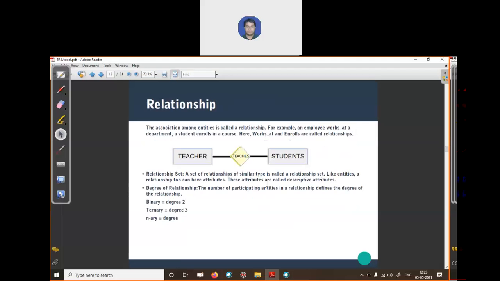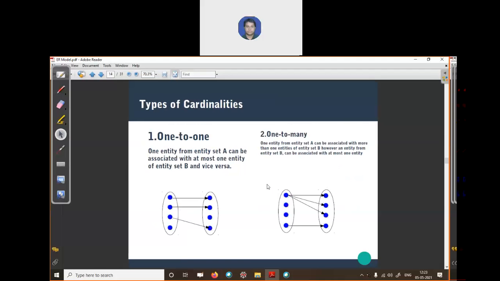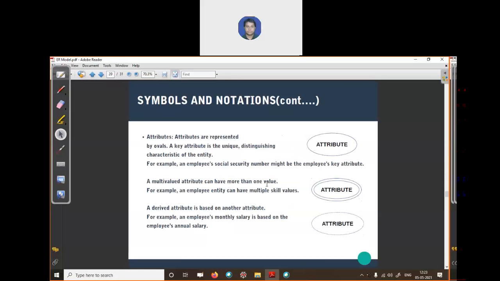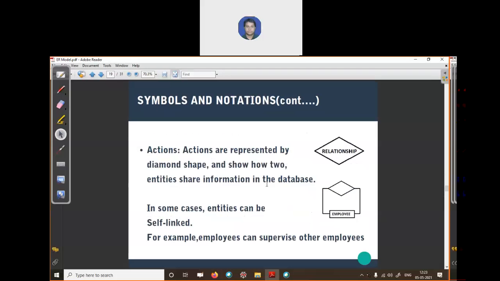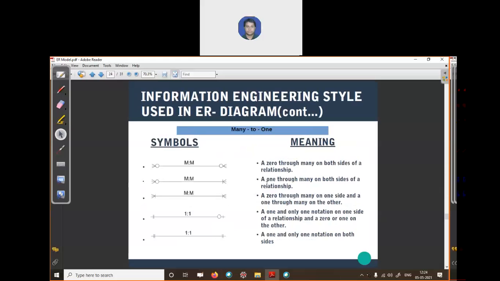We have discussed the relationship. In the relationship, we have discussed the cardinality ratio. The representation of ER diagrams, different entities, relationship, and attribute, types of attribute. All these things we have discussed.